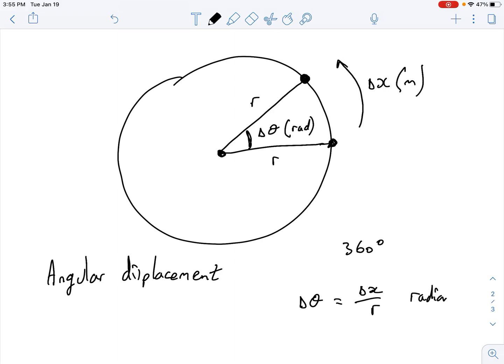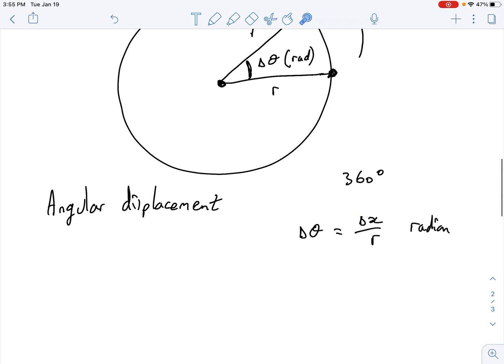Now, if I go all the way around, I've gone around 360 degrees. The length I've traveled is going to be the circumference of the circle. So delta x would be the circumference of the circle. The circumference of a circle is 2 pi radius, 2 pi r. Divided by r, which cancels, gives me 2 pi radians.